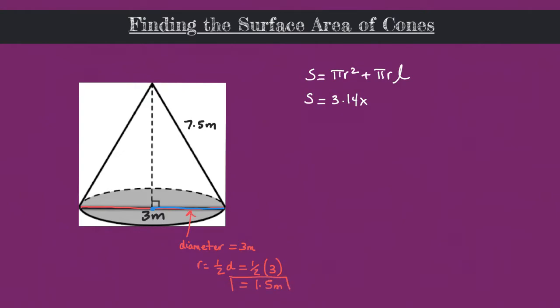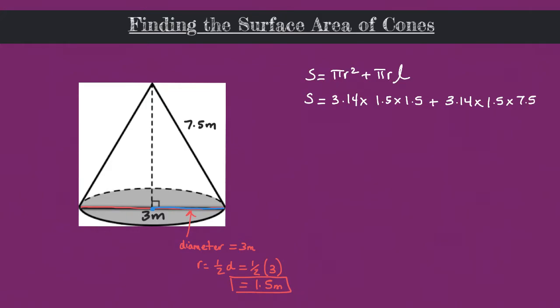So 1.5 is the value that we're going to substitute into our formula, because that represents the length of our radius. So be sure to notice what you are being given in the question. Are you given the diameter? Are you given the radius? Are you given the slant height? Or whatever it might be, before you move forward. So now we know that 1.5 is our radius, so it's going to be 1.5 times 1.5, that's what radius squared means, plus pi, 3.14, times our radius, 1.5, times our slant height, which is 7.5.